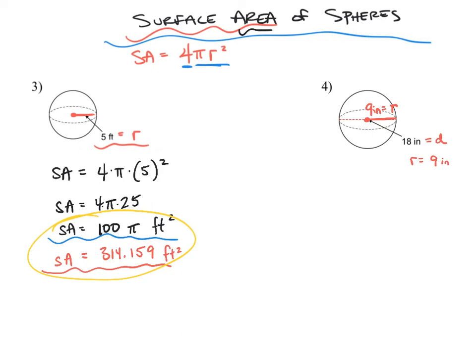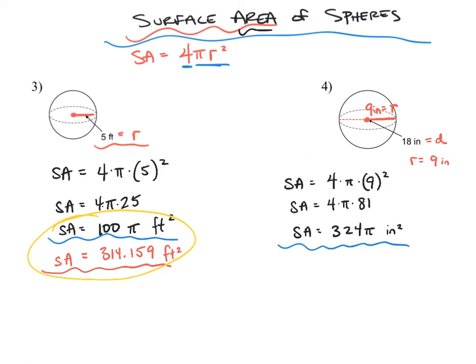Now I can use my formula for the surface area, which is 4 times pi times the radius, which we now know is 9 squared. So the surface area equals 4 times pi, and 9 squared is 81. And so my exact answer in terms of pi would be 4 times 81, 324. And it's in terms of pi, because I haven't multiplied by pi yet. The units is inches squared. So that's a good exact answer in terms of pi.